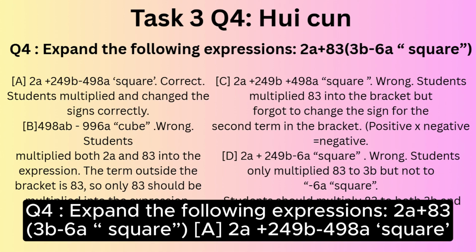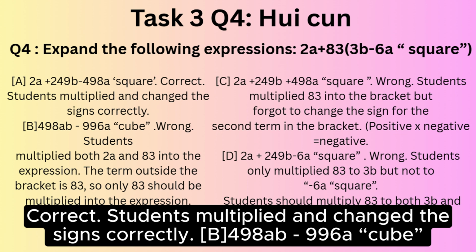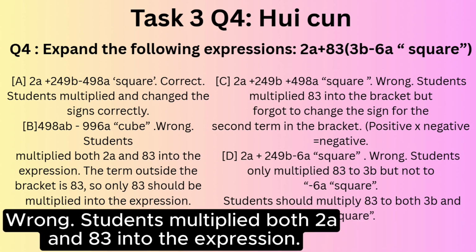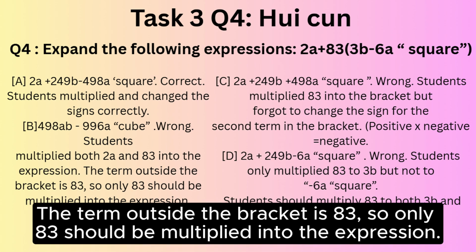Question 4. Expand the following expressions. 2a plus 83 bracket 3b minus 6a squared. Option A. 2a plus 249b minus 49a squared. Correct. Students multiplied and changed the signs correctly. B. 498ab minus 996a cubed. Wrong. Students multiplied both 2a and 83 into the expression. The term outside the bracket is 83, so only 83 should be multiplied into the expression.